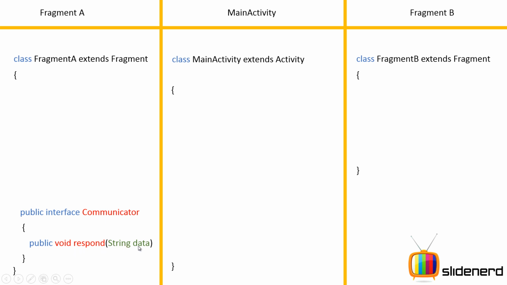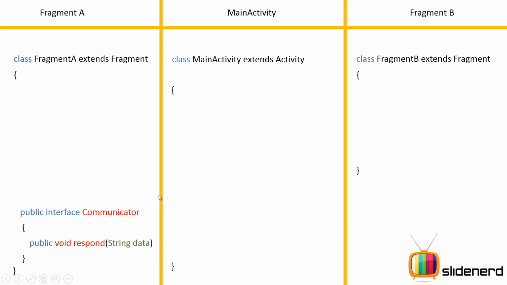inside. Now we will discuss why this parameter is string and what you can put other than string over here when we actually make this in Android Studio. But for now, let's just stick to this. Now notice one thing, the communicator interface is inside fragment A. If you guys have seen my previous videos, it was actually outside as a separate file.